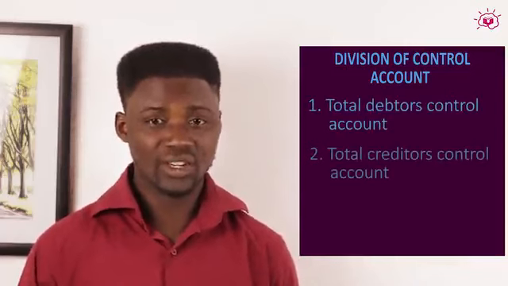Now, control accounts can, however, be divided into two. 1. Total debtors control account or sales ledger control account. 2. Total creditors control account or purchases ledger control account.